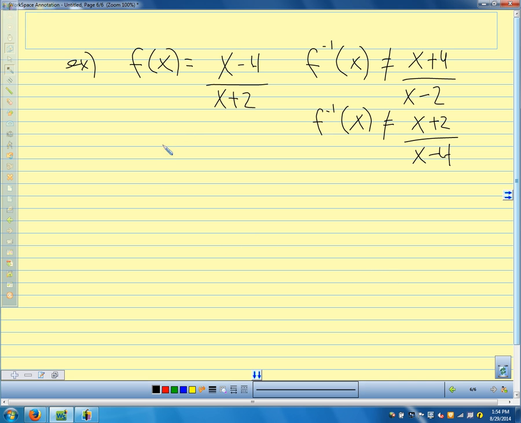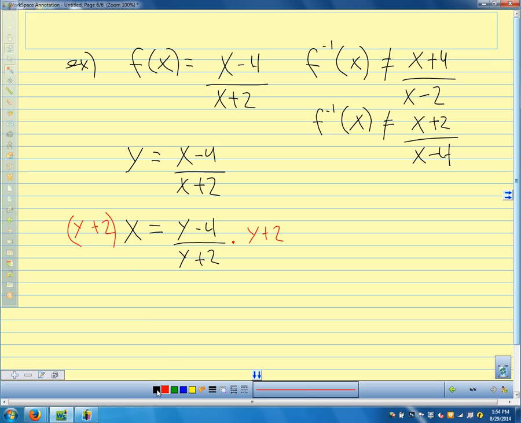So I'm going to go through this kind of quickly because we're short on time. y equals x minus 4 over x plus 2. Write f of x as y. Switch the x's and y's. Everywhere I see a y, I write x. Everywhere I see an x, I write a y. x equals y minus 4 over y plus 2. I want to get rid of this fraction, so I multiply both sides of the equation by y plus 2. So these cancel, and I get x times y plus 2 equals y minus 4.